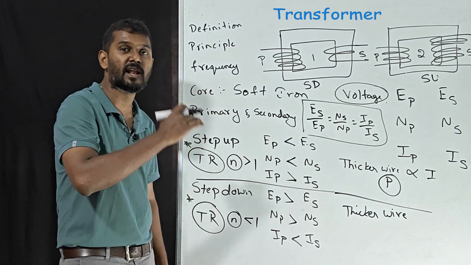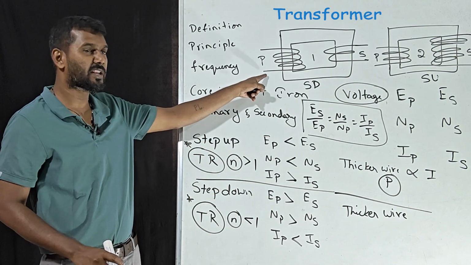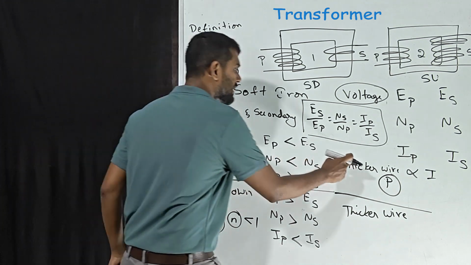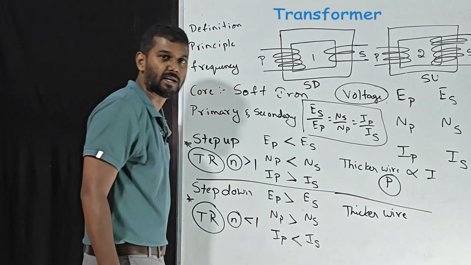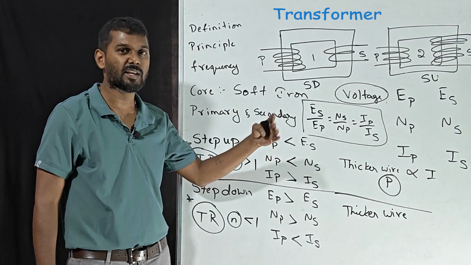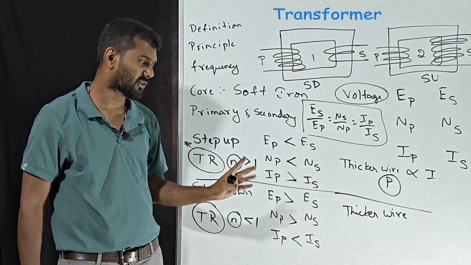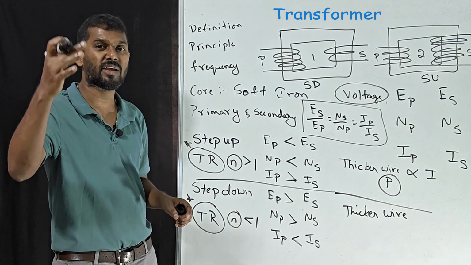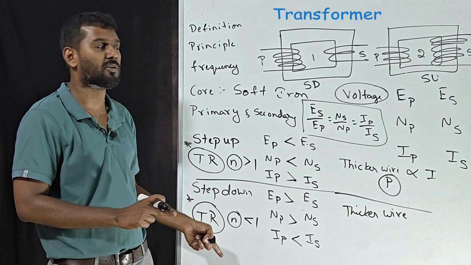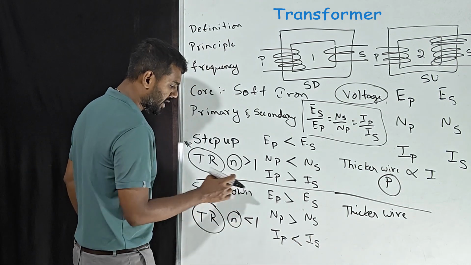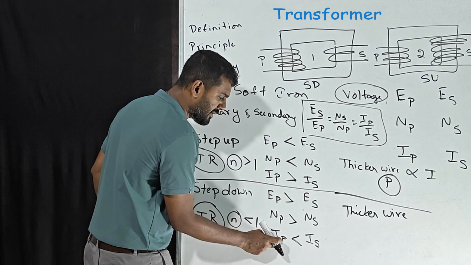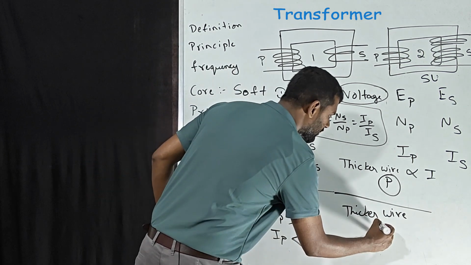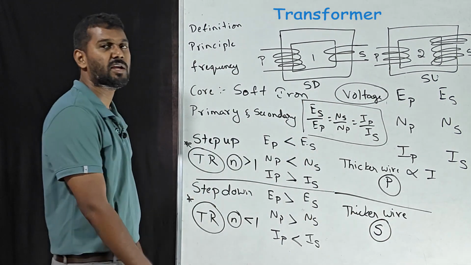Then thicker wire, which side of the wires are thicker? So whether it is primary or secondary, which side we have more current? See, thickness of the wire is directly related to current, correct? And I'll teach you one more way to identify the thickness of the wire. Thickness of the wire is directly proportional to current. Which side we have more current, that side we have thicker wire. So in these two cases, when it comes to step down, which side, primary side or secondary side we have more current? Secondary side, right? So on the secondary side, thicker wires we have.